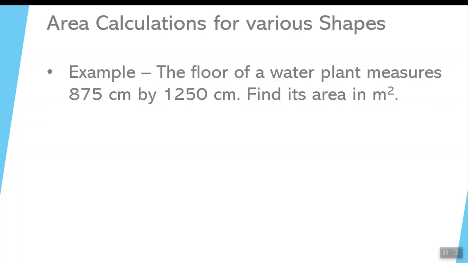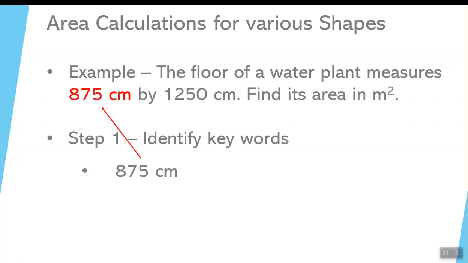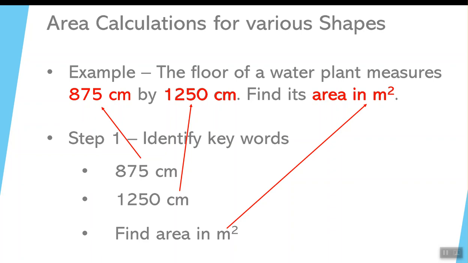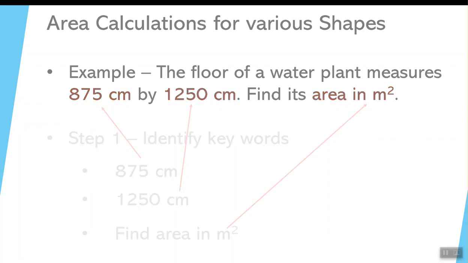So let's take a look at an example. The floor of a water plant measures 875 centimeters by 1,250 centimeters. Find its area in meters squared. So first thing in all of these examples is you always want to identify the important words. What are the key words? In this case, 875 centimeters, 1,250 centimeters, and then the area is in meters squared. Those are the important things that you need to work with.